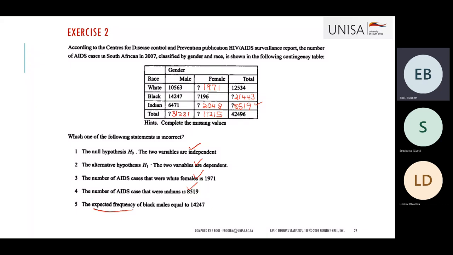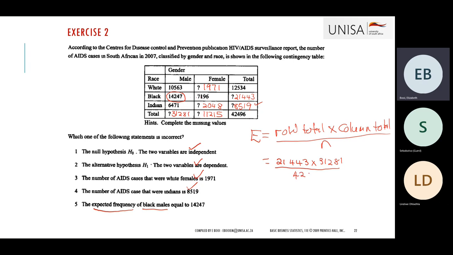The expected frequency of black males is equal to 14247. So we cannot say whether it's right or wrong. Let's calculate the expected frequency: we say row total multiplied by column total, divided by the grand total. We're looking for black males. That is the value that we are looking for. So the row total is 21443, multiplied by the column total 31281, divided by the grand total, which is 42496. What is the answer?